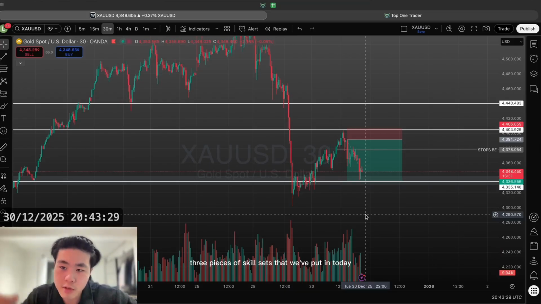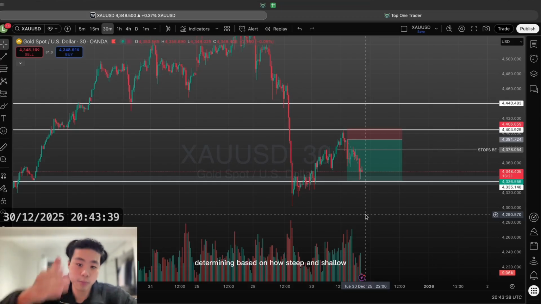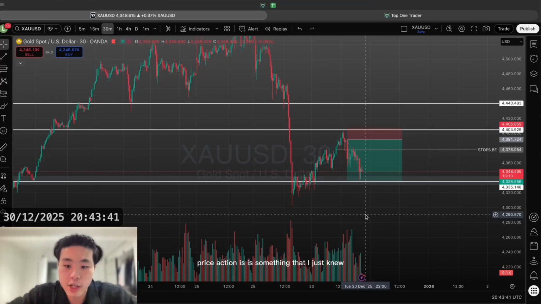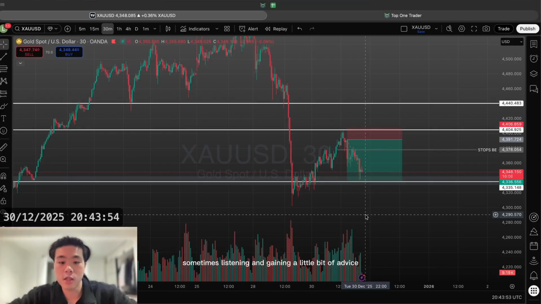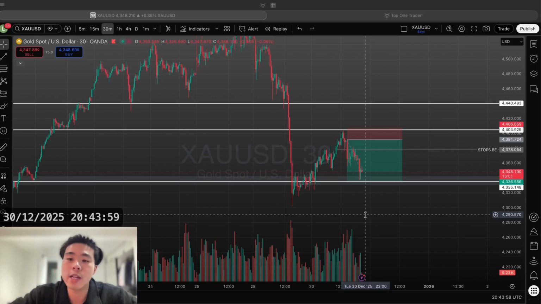Three pieces of skill sets that we've put in today, two of which we've recently developed. And then the new one, which is the higher time frame price structure, determining based on how steep and shallow price action is, is something that I just learned from Neo Young. It literally is that. I've spent so long on the charts looking at how to actually understand price action, and it was actually just that simple. Sometimes listening and gaining a little bit of advice from other experienced traders is wonderful.